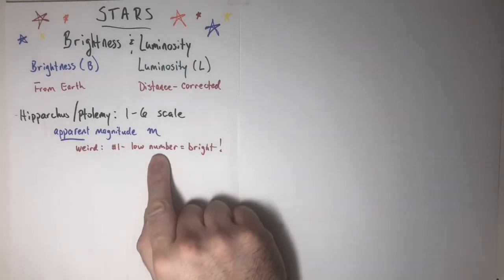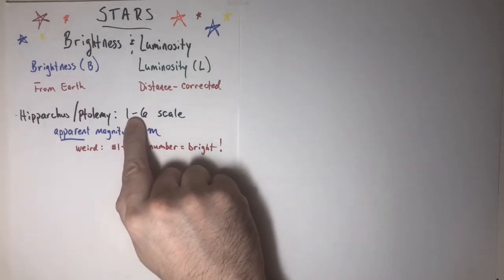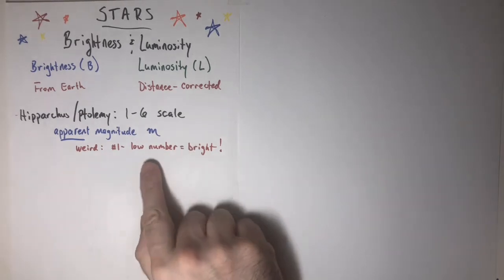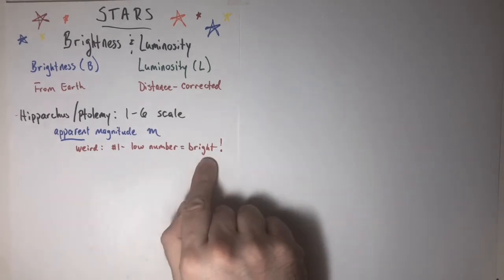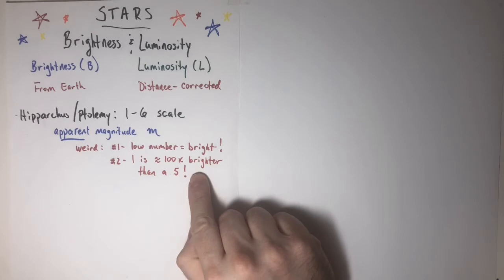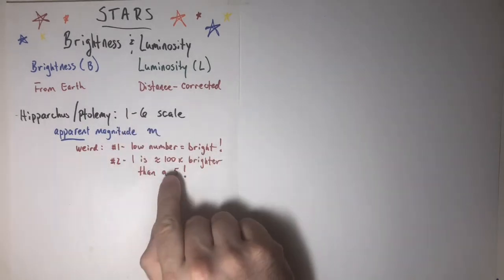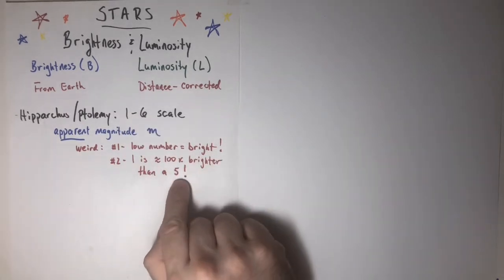One thing that's strange and tricky about this scale is that the ancient Greeks who made this catalog basically took all the brightest stars in the sky and called them 1, which means a low number means a bright star. The other strange thing is that when we went back and made measurements of how truly bright these things were, it turned out that the stars that were named a 1 on this scale were about 100 times brighter numerically than things that were given a 5.